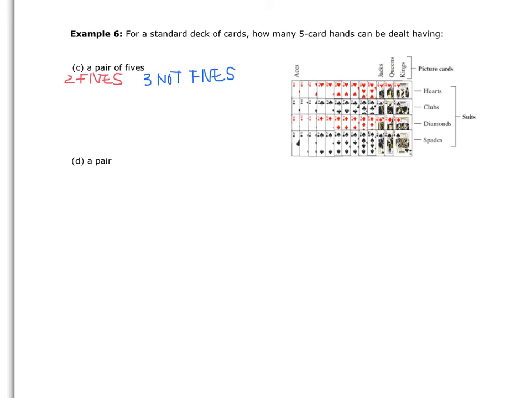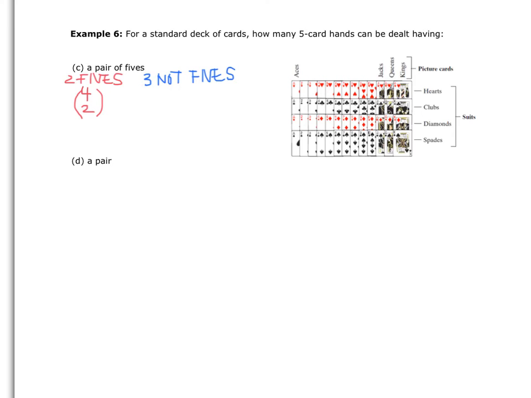Okay, so let's write out our combinations here. For the 2 5s, we're choosing 2 cards, so that number goes on the bottom. The number that goes on the top is how many 5s there are in a deck of cards. If you look here, there's 4 different 5s, 1 for each suit. So we have 4 5s to choose from.